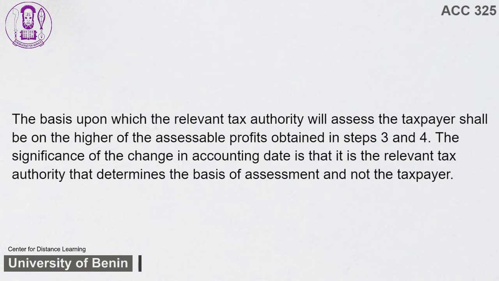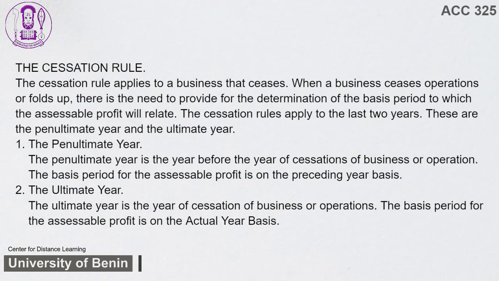The significance of the change in accounting date is that it is the relevant tax authority that determines the basis of assessment and not the taxpayer. The cessation rule. The cessation rule applies to a business that ceases. When a business ceases operations or folds up, there is the need to provide for the determination of the basis period to which the assessable profit will relate.